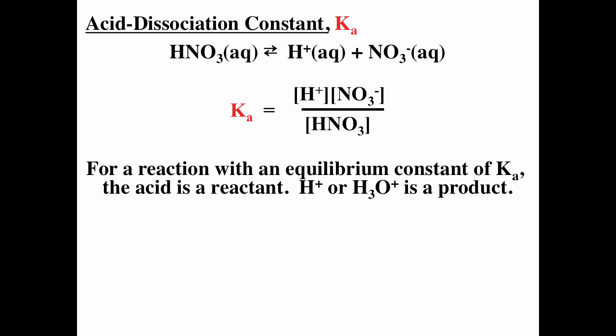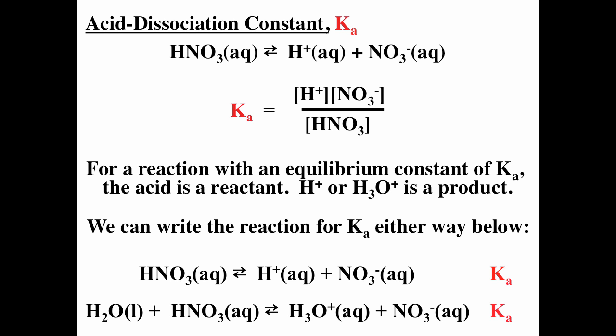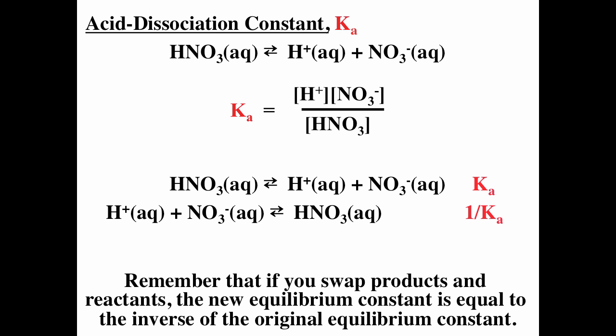And so we also have the acid dissociation constant. So we have the little subscript A. And so you're going from acid to hydrogen ions plus anion. You could also have hydronium ions. Remember, hydrogen ions and hydronium ions are the same thing. And so for Ka, you always look for hydrogen ions or hydronium ions. We can actually write down the Ka reaction one of two ways, either the acid breaking apart into hydrogen ions plus the anion, or water plus the acid going to hydronium ion plus the anion. Now again, if we switch it, so we write the products as reactants and reactants as products, we have to take the inverse, and so that second reaction has an equilibrium constant of 1 over Ka.